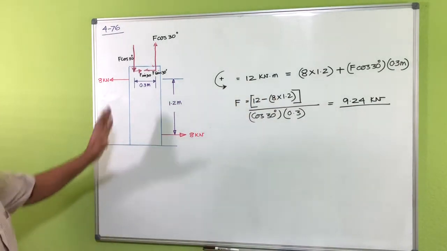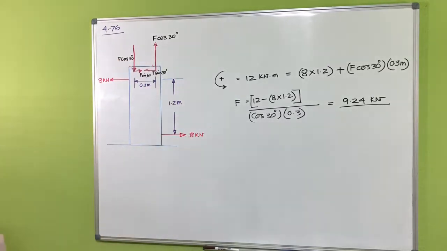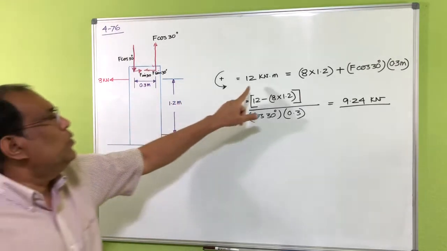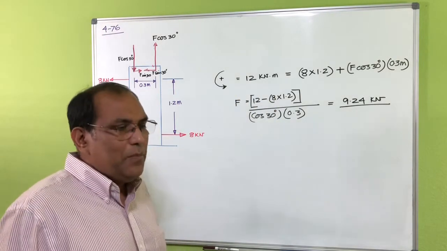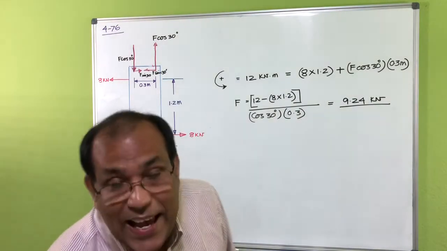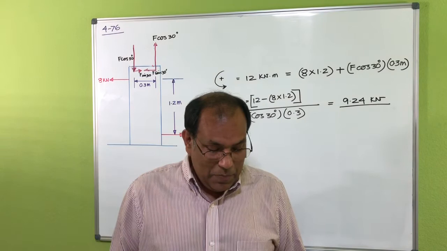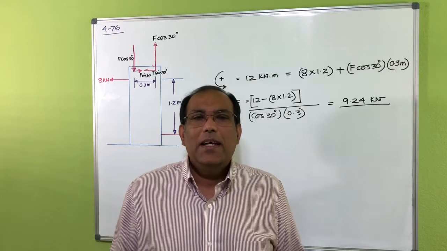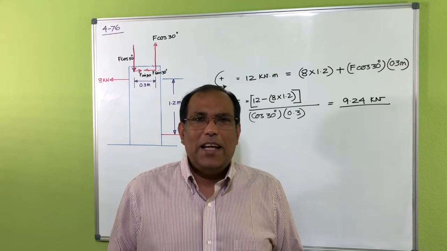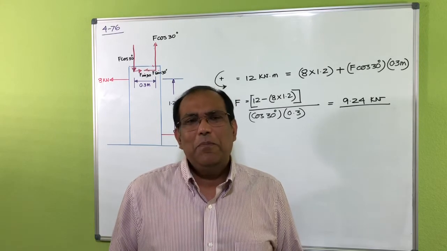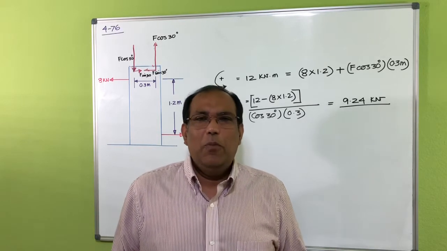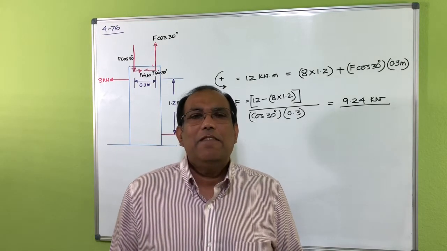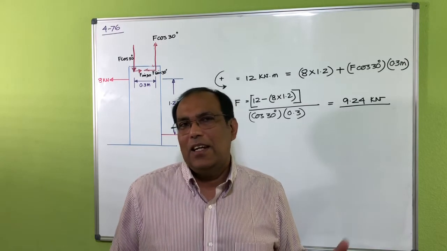So if this force here is 9.24 kilonewton, then basically the resultant moment would be equal to 12 kilonewton. Now the second part of that problem is asking where on the beam the resultant couple moment acts. Actually, your couple moment is a free vector, okay? Meaning wherever you take the moment, you will get the same value. So it doesn't have any fixed location on the beam, okay? It can act anywhere.